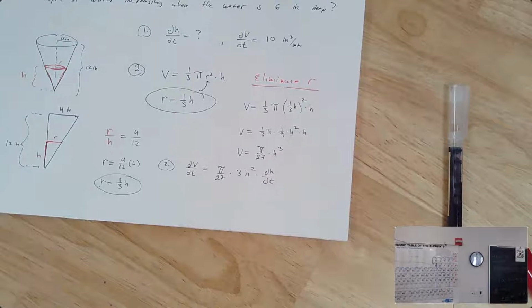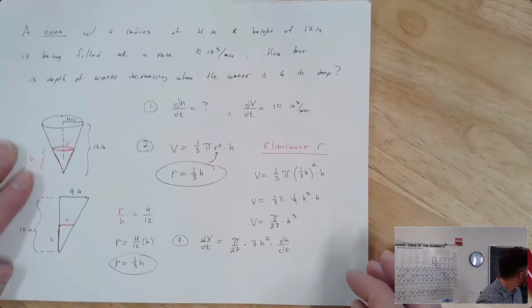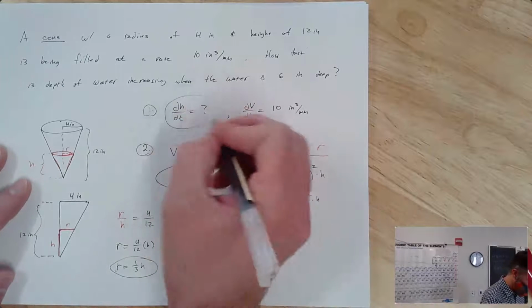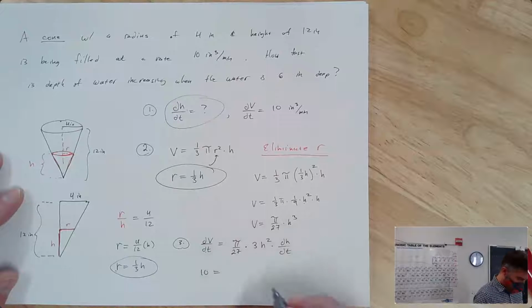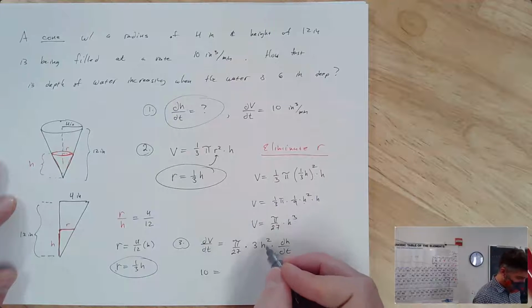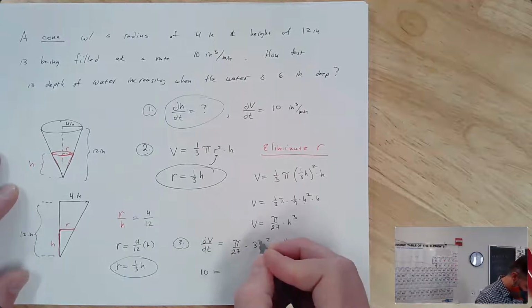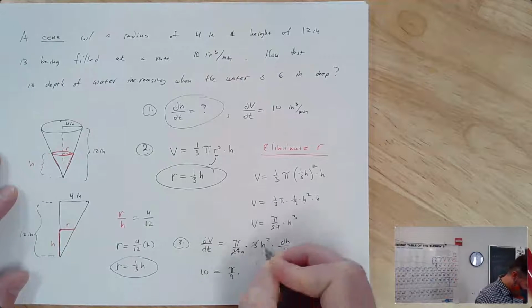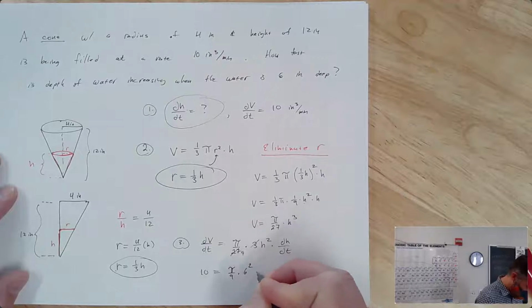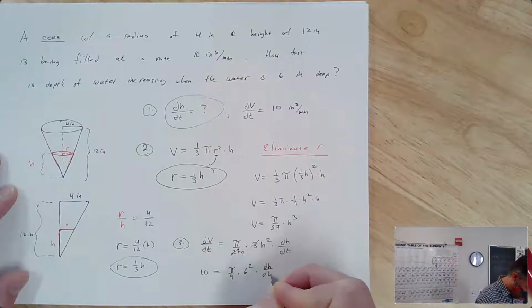So we've taken the derivative of both sides. Now we're trying to solve for dH/dt, because that's what our unknown is, right? We want to know what this is. So we're going to plug in 10 for dV/dt. And we're going to plug in the height equal to 6. So I'm going to have pi over 9 times 6 squared times dH/dt.